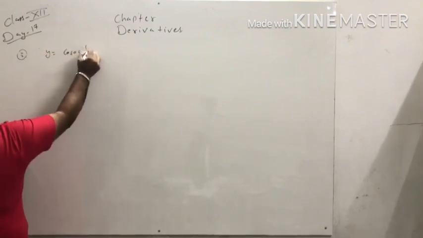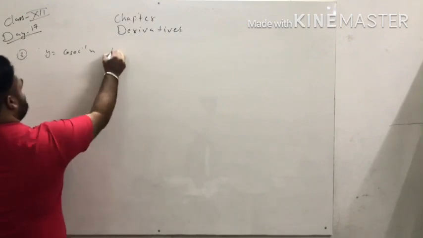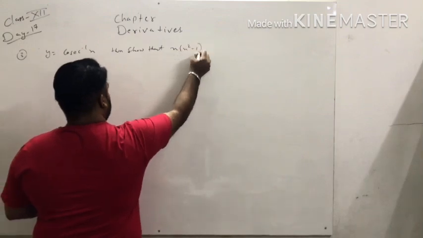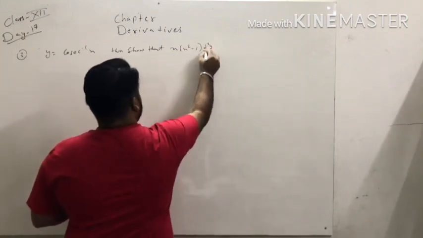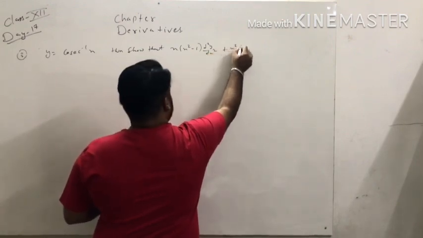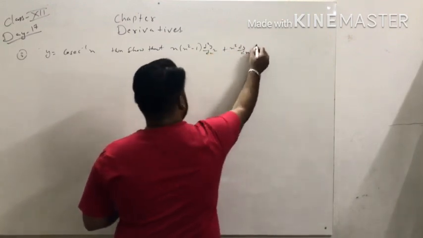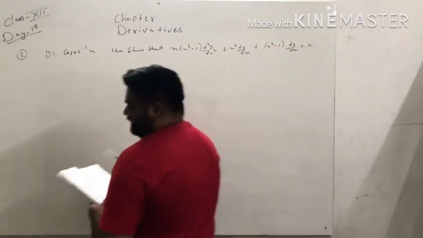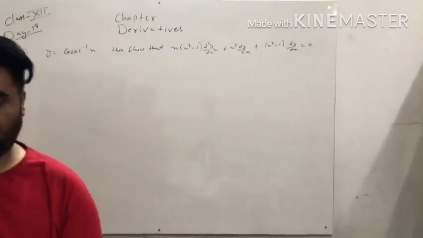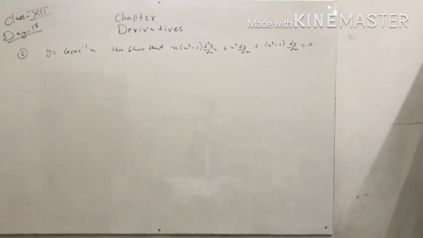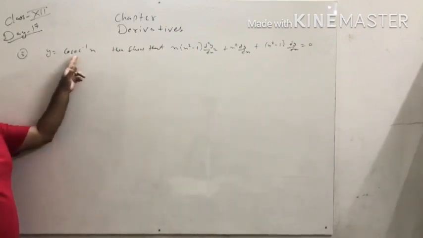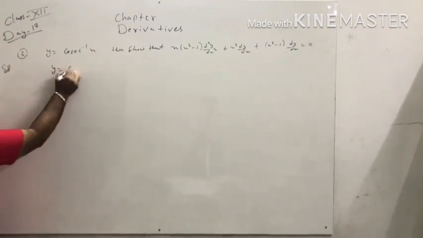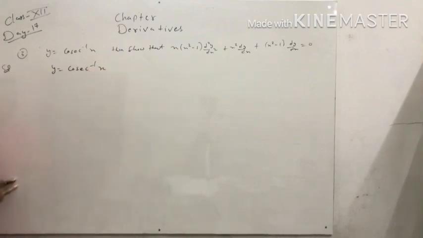y equals cosecant inverse x. Then show that x square minus 1 d square y upon dx square plus x dy by dx equals 0. So the question is y equals cosecant inverse x. Now solution, y equals cosecant inverse x.